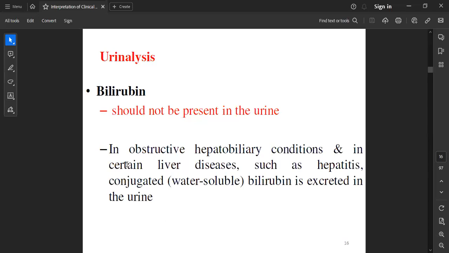Bilirubin should not be present in the urine, but when it's present, it can be an indicator of obstructive conditions in the liver or the gallbladder, hepatobiliary system. Something like hepatitis can lead to increased levels of bilirubin, which means that the bilirubin will be present in the urine.